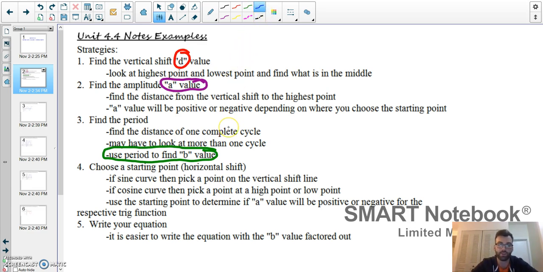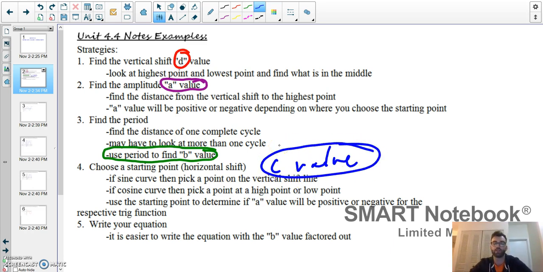I know this can be confusing for some, but there are a lot of options for these, which is a good thing. We're going to discuss a couple and be more specific. We also have to choose a starting point, and look at our C value, our horizontal shift.